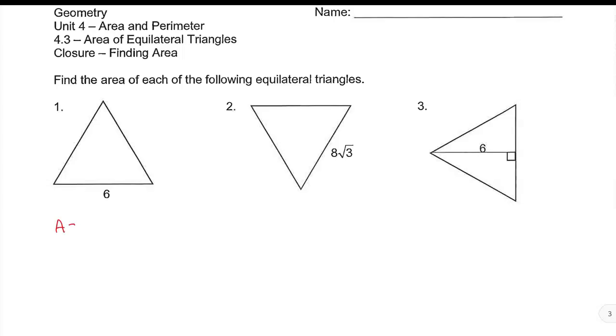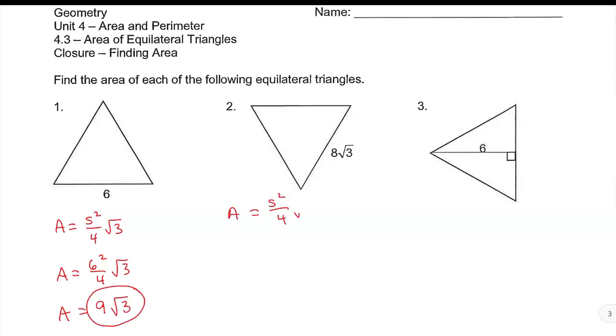Did you write the formula for each problem? Side squared over 4 root 3. Number 1, replace s with 6. 6 squared is 36. Divided by 4 is 9. Number 2, write the formula again. Replace s with 8 root 3. You can use a graphing calculator to calculate 8 root 3 squared. I won't do that. I'll do it in my head.